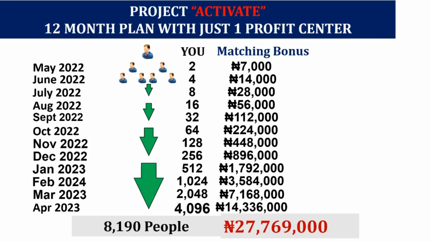Big picture. Big picture. I pity the people that logged out of the cell meeting. I pity them. That is why they will always be where they are. This kind of training, even if the network throws you out, you find a way back in immediately. Cumulatively, 27,769,000 naira has been made over a period of 12 months.